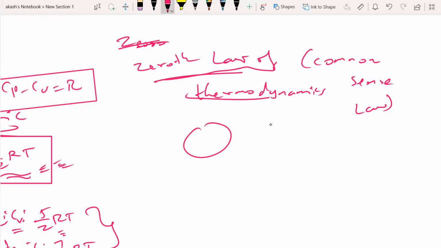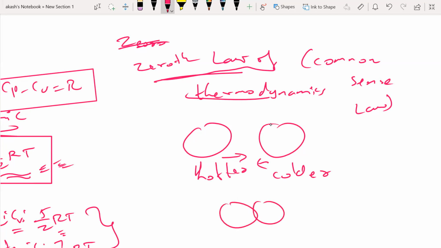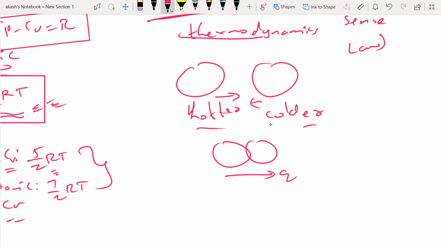Okay, so I have 2 bodies. This is a hotter body, and this is a colder body. Now I'm keeping them in contact. So we know that the heat is going to flow from the hotter body to the colder body, is it not?